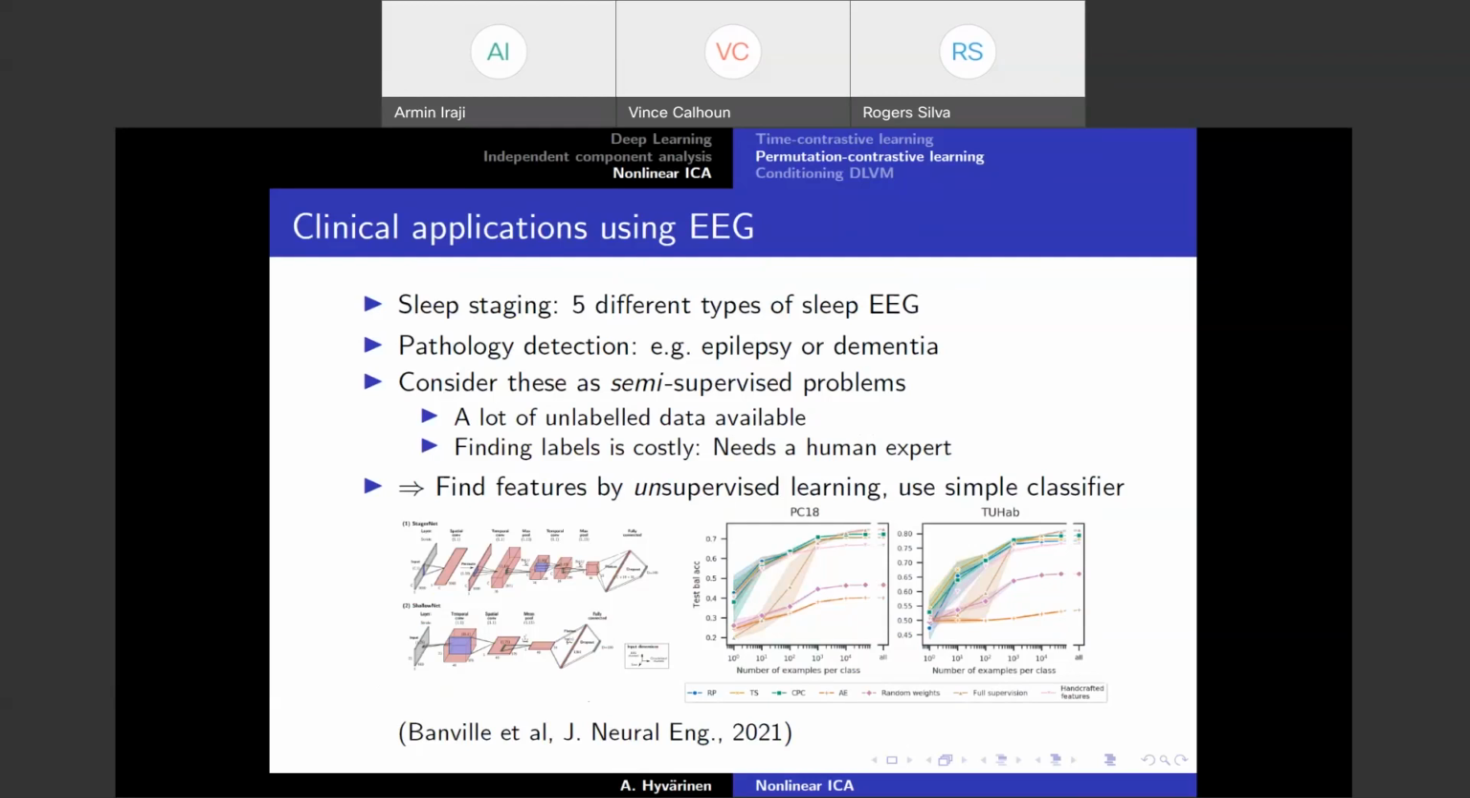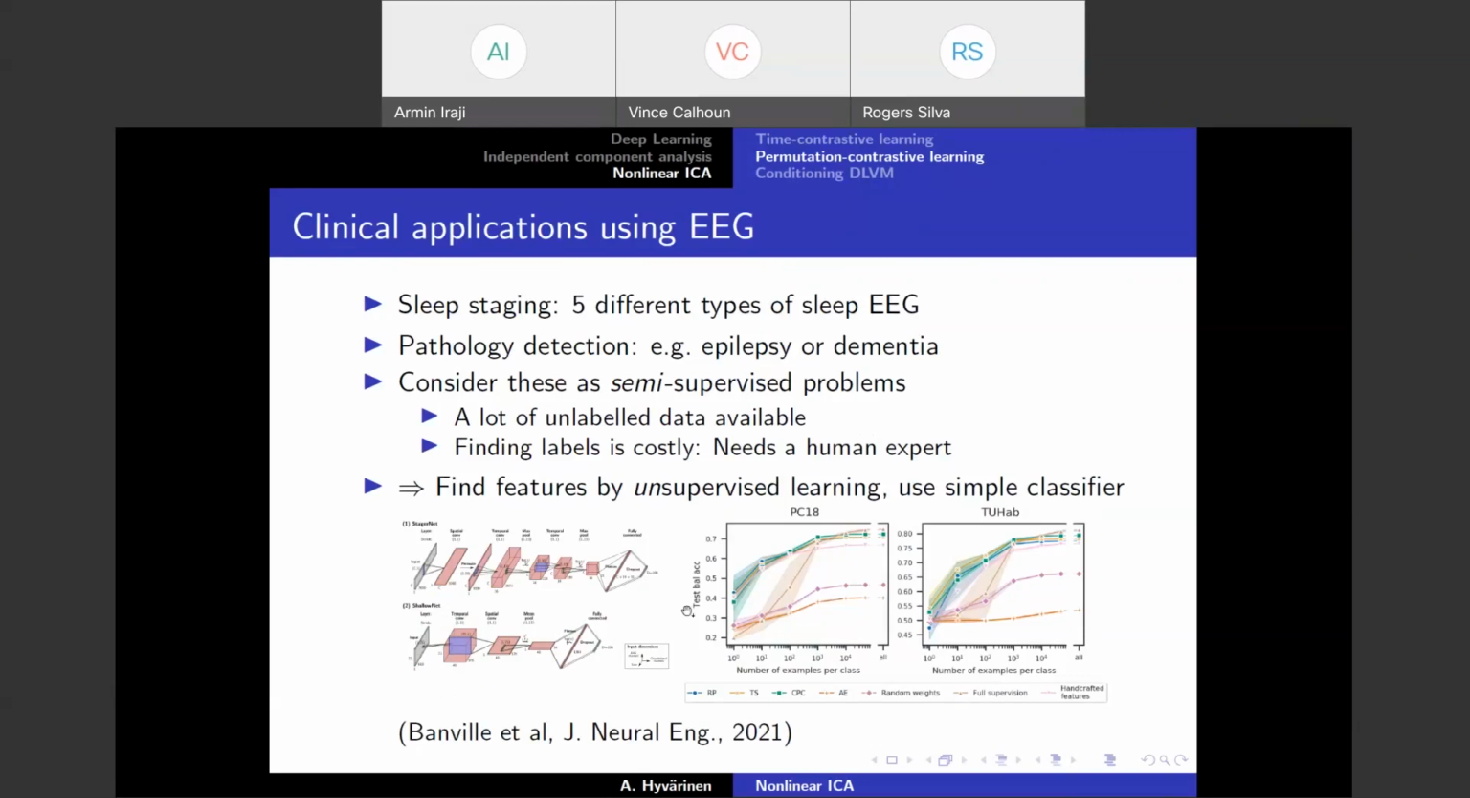So the solution for this kind of semi-supervised learning is that you first find good features by unsupervised learning based on the unlabeled data, and then you use a simple classifier that doesn't have too many parameters, that is very easy to learn, that then classifies the data based on the sophisticated features learned by the unsupervised learning and the few labeled data points that you may have. In this figure, I'm sorry, it's a bit small, on the left-hand side we show the network architectures where we have convolutive layers and that kind of stuff.